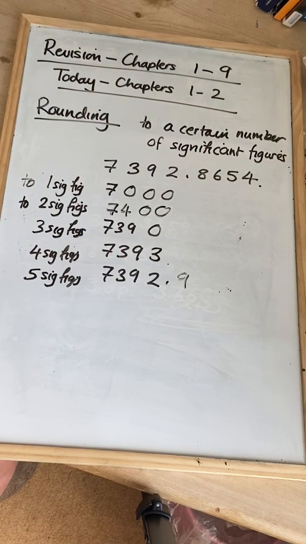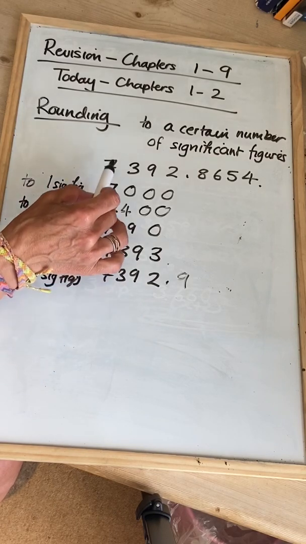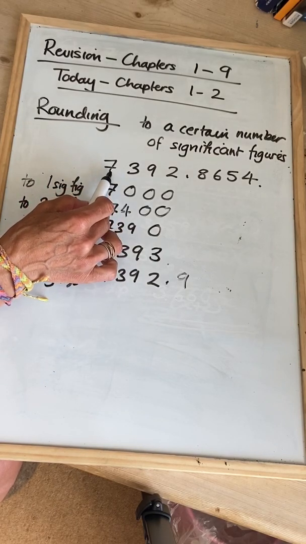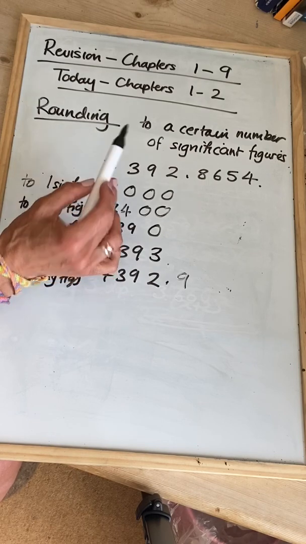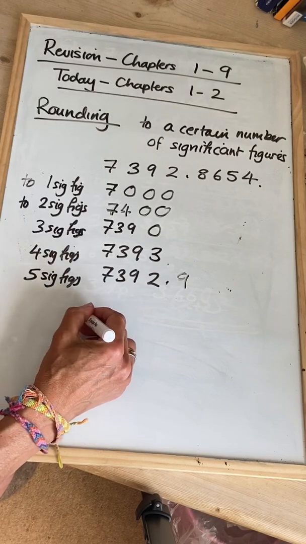Okay, so rounding to a certain number of significant figures. Your significant figures start as soon as you get a number that isn't a 0, okay? Just going to look at one other example. I'm going to look at the number 0.